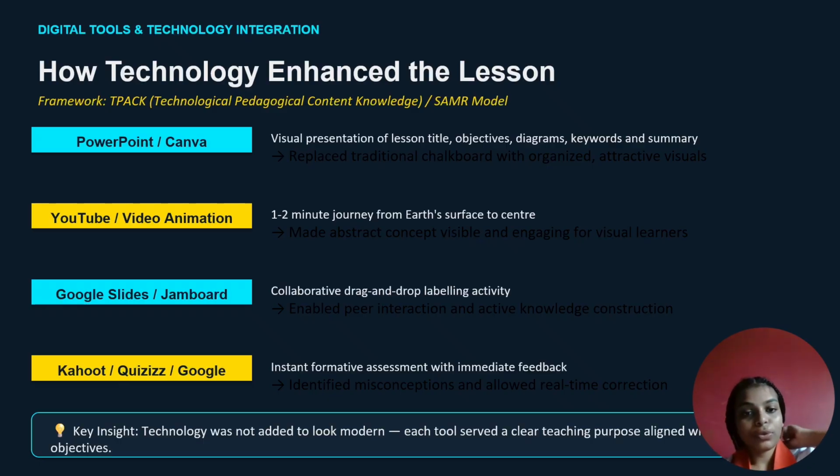Then we move on to the YouTube video, whereby we take the students into a little bit of a real-world experience and give them a look at each one of the layers of the Earth. Then our Jamboard, which was more interactive because students dragged and dropped labels into specific slots, an activity that brings the entire class together.